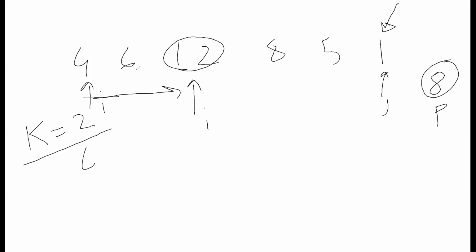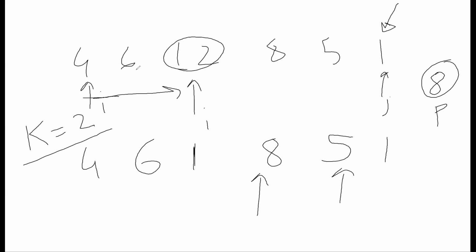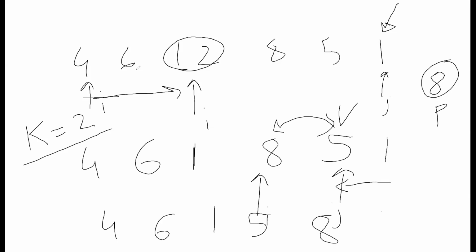So now after this iteration, we have 4, 6, 1, 8, 5, and then 1. After that, I'll increment my i and decrement my j. Now again I'm trying to find an element from j which is less than my current pivot, which is 5, and an element which is greater than or equal to my current pivot, which is here. Now I'll just swap these two again: 4, 6, 1, 5, 8, and 1.